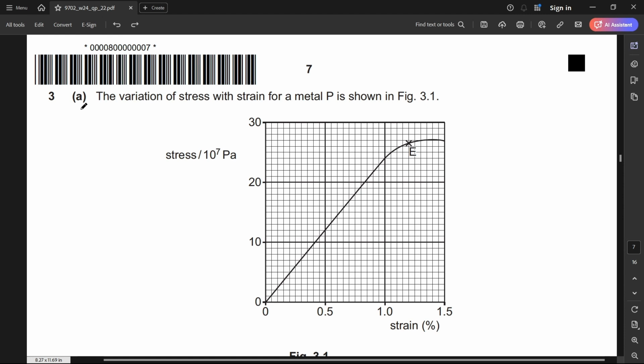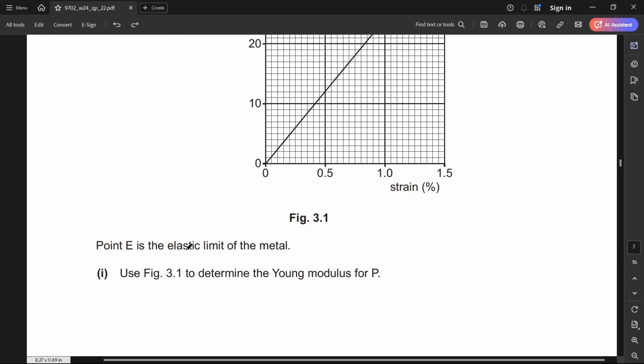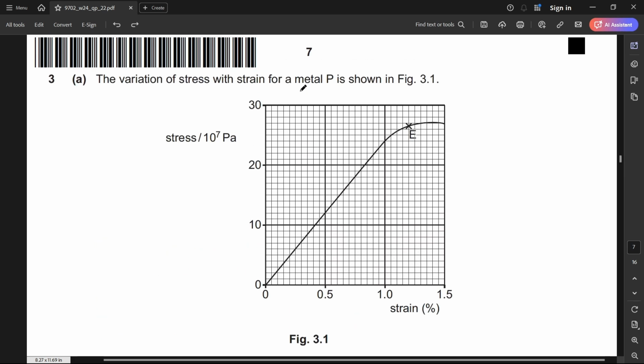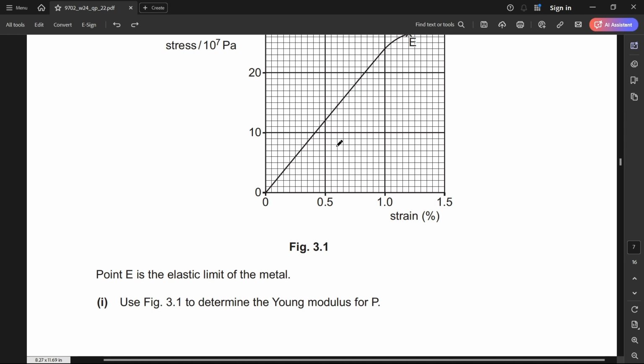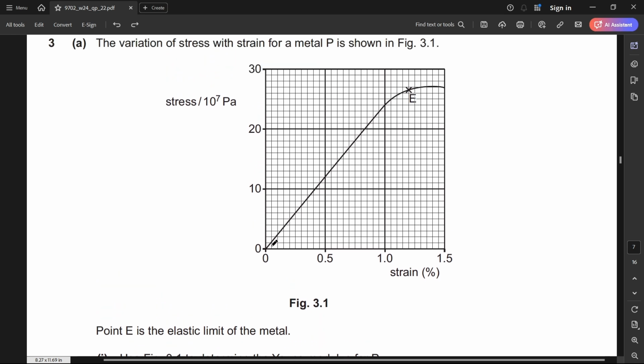Now for question 3, part A, the variation of the stress with strain for a particular metal P is given in this diagram. We can see that strain is given in percentage and the stress is given with respect to 10 to the power of 7. Point E is the elastic limit for the metal P, and using the given figure, we have to determine the Young's modulus. We know that Young's modulus is nothing but stress over strain, and we can find the gradient of this line. I guess after this point it starts to curve, so until here we have a straight line.